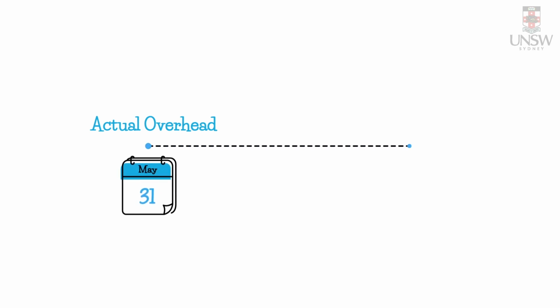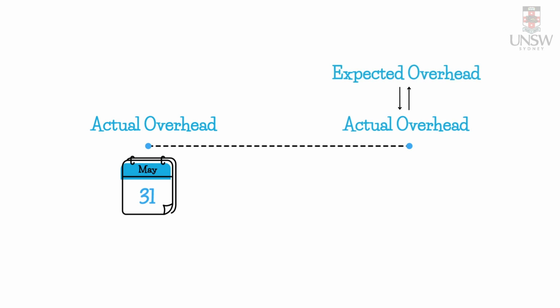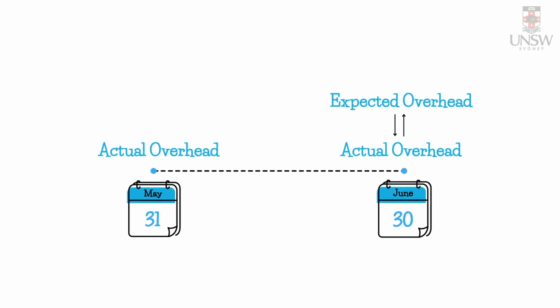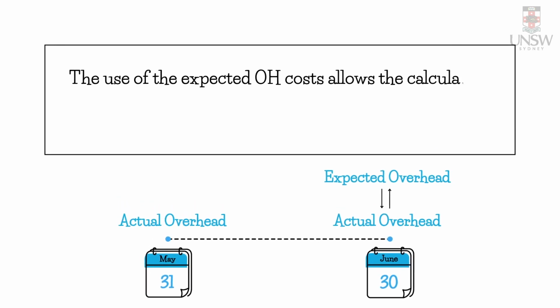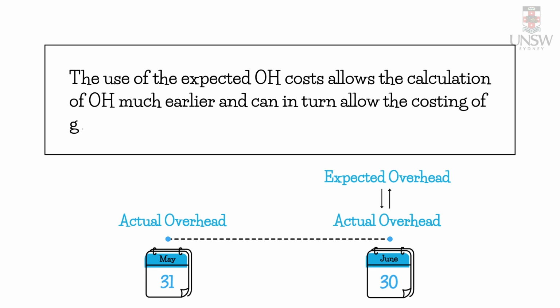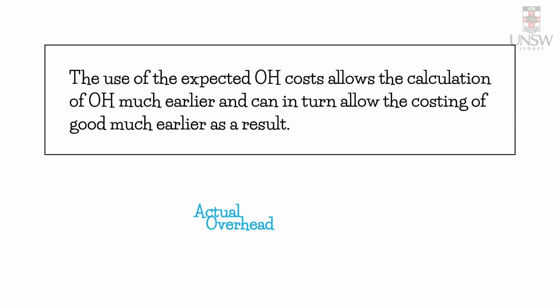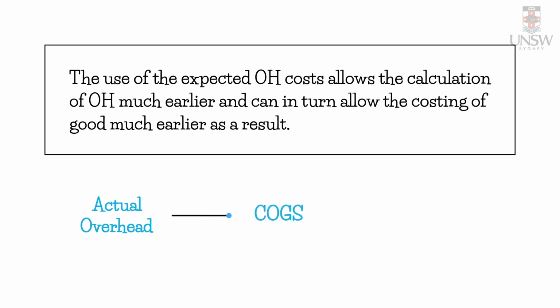Part 5 of the question asks, given that we know that the actual overhead costs at the end of May, why did we have to reconcile the actual with the expected overhead costs at the end of June? So the answer to this is that we use those expected overhead costs to calculate overhead that is applied much earlier in the period, and in turn it can allow us the costing of the goods much earlier. So we didn't have to wait until the end of the period to find out the actual overheads to do all of our calculations.